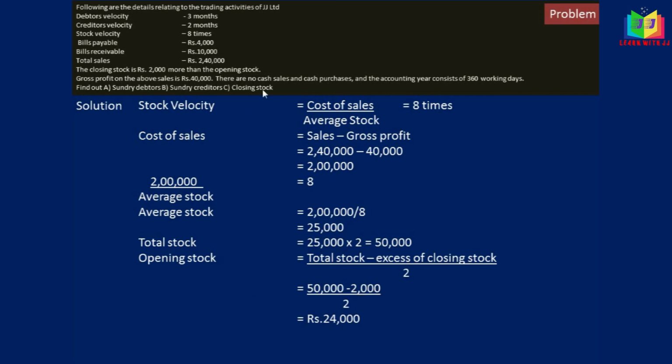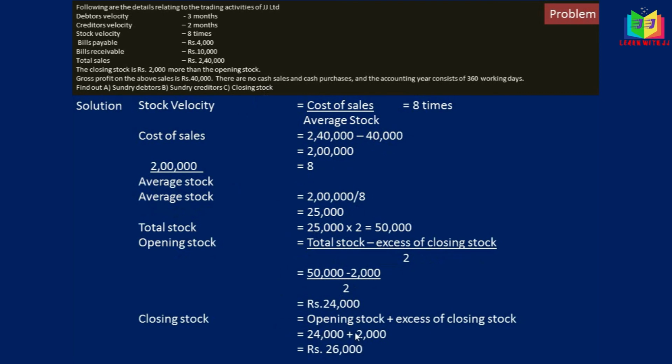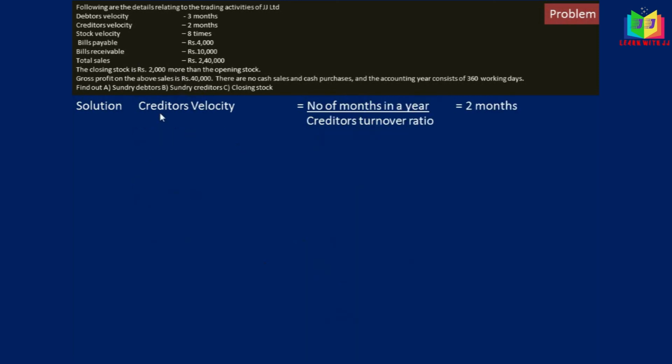And now we can find the closing stock. Closing stock is nothing but the opening stock plus excess of closing stock. 24,000 plus 2,000 will get 26,000. That is the closing stock here. And now we can find out the creditors using this closing stock, because we have to find out the purchase for that. See, creditor velocity formula is number of months in a year divided by creditor turnover ratio, that is 2 months. If we do the cross multiplication, we'll get creditor turnover ratio equal to 6 times.